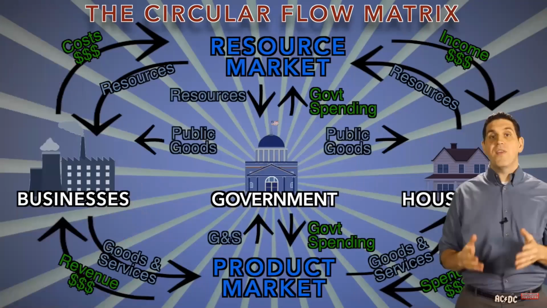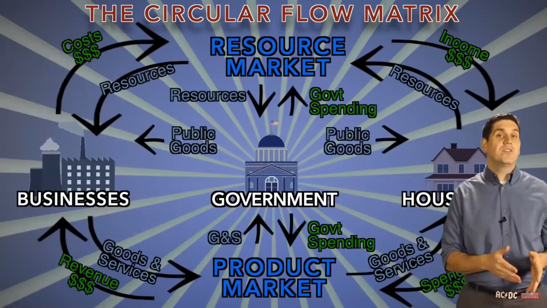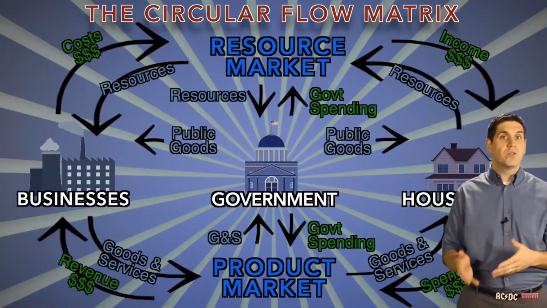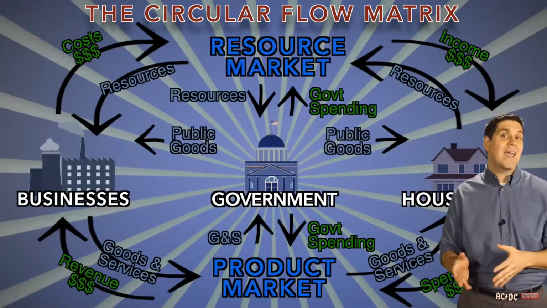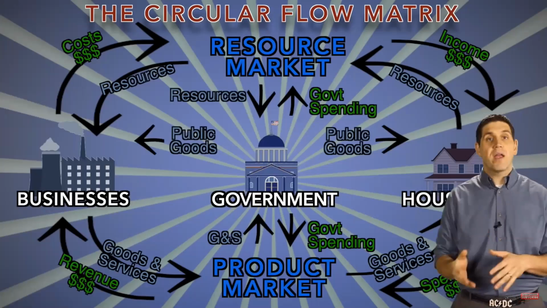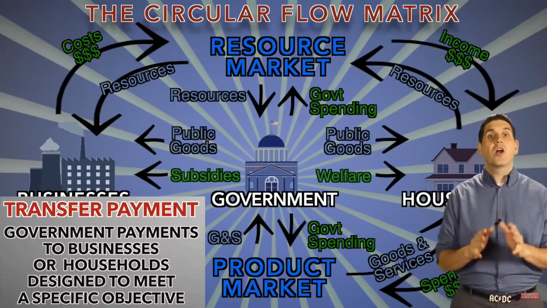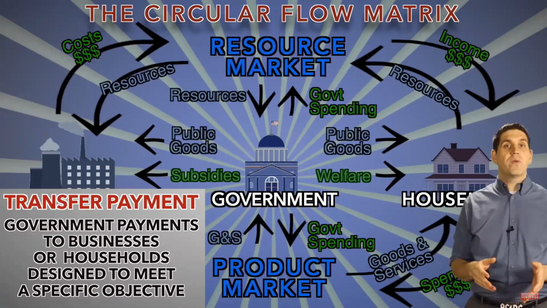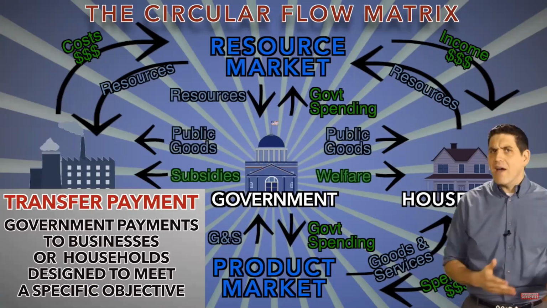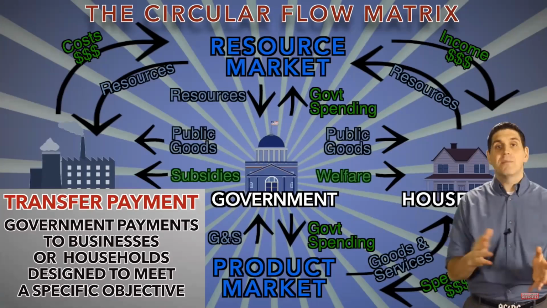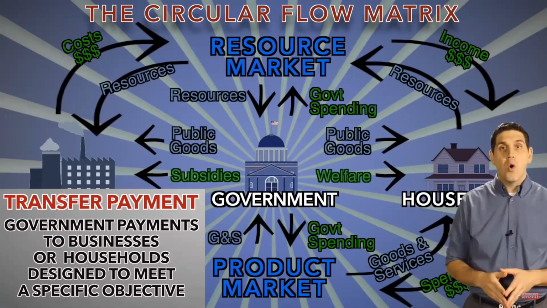The government then turns around and provides public goods and services like fire protection, schools, roads, and bridges to businesses and households. The government also pays money to businesses called subsidies or households called welfare. Economists call those transfer payments. There are situations when the government's giving out money, but not for goods and services. It's to meet some other objectives, like to alleviate poverty or get companies to produce more fuel-efficient cars.